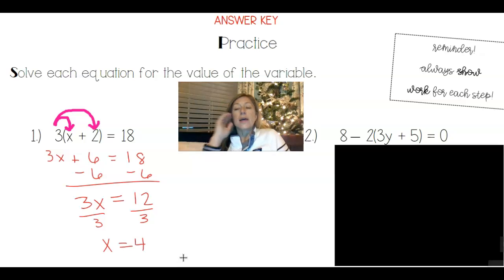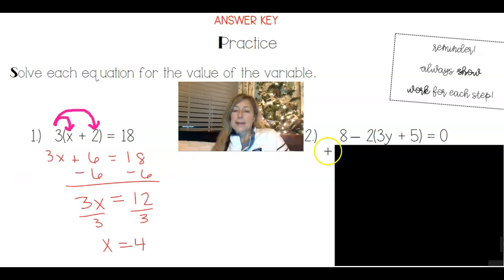Done and done. And I'm not asking you to check this, but let's just do it in our heads anyway to make sure it works. 4 gets substituted in for x. So what is 4 plus 2? Because we're going to do things in parentheses first. 4 plus 2 is 6. Now I multiply 6 times 3. 6 times 3 is 18. Does 18 equal 18? Yes, it does. Very nice.